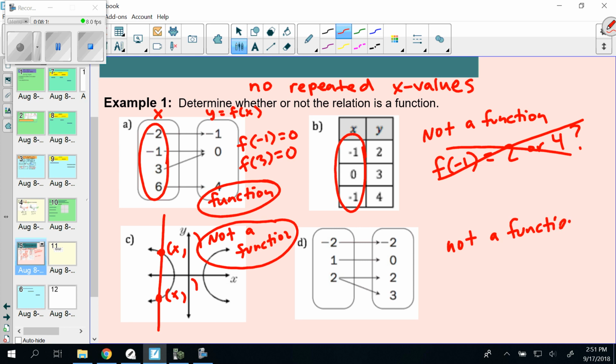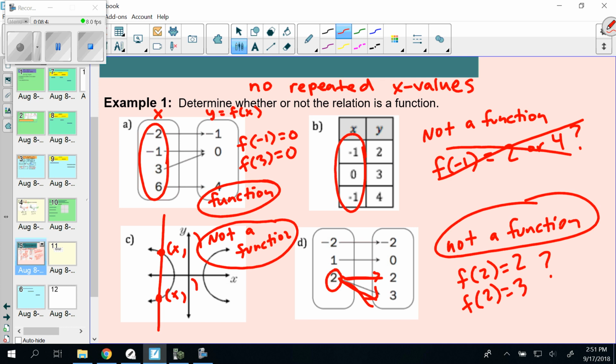And we don't have the repeated x values, like I said, but if you look here, 2 goes to multiple things. You can't have 2 going to two different values, otherwise that's not a function for the same reason. Is f of 2 equal to 2? Or is f of 2 equal to 3? There shouldn't be any question. So you can't have an x having two lines coming out of it. It should only have one line coming out. So this one was not a function.